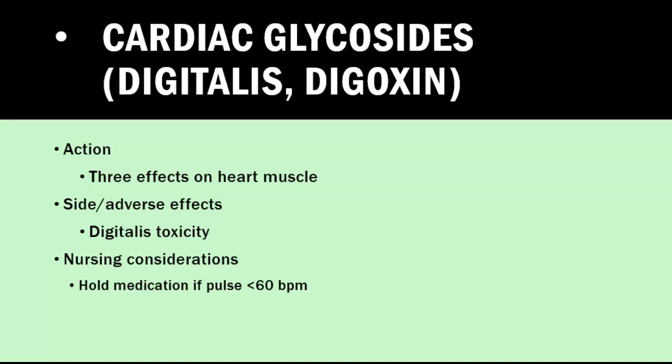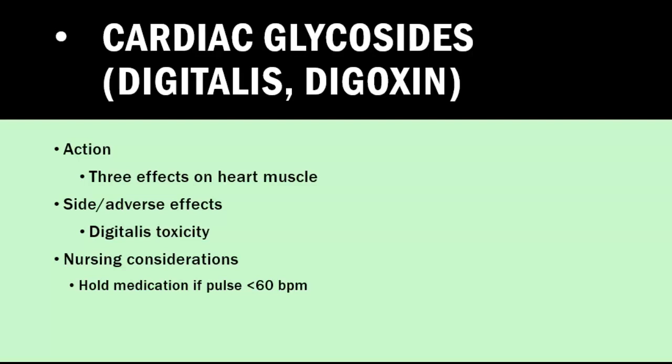Digoxin can also be used for AFib or flutter because it helps slow that heart rate. Side effects, your adverse effect, your main one is going to be digitalis toxicity. So digoxin has a long half-life. It's about 30 to 40 hours. So building up of digoxin in the body can easily occur.